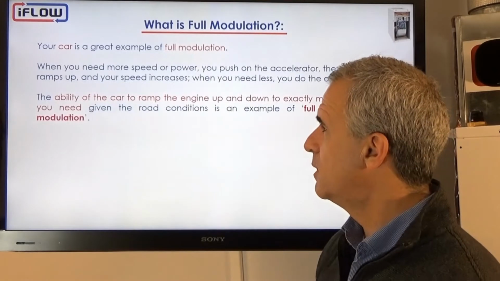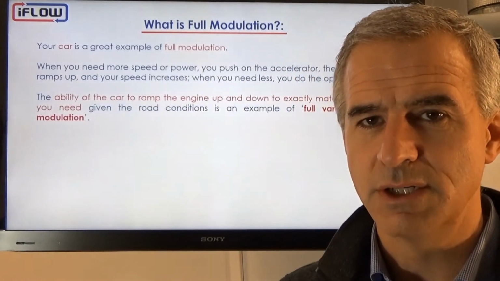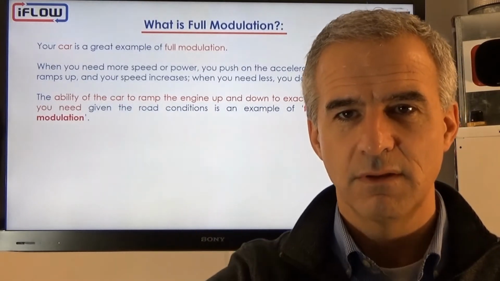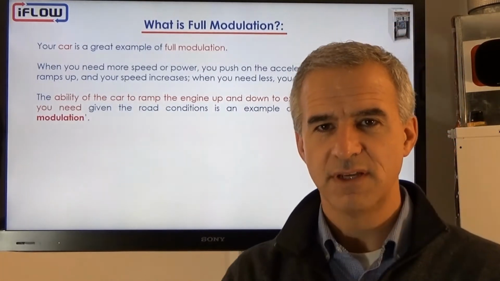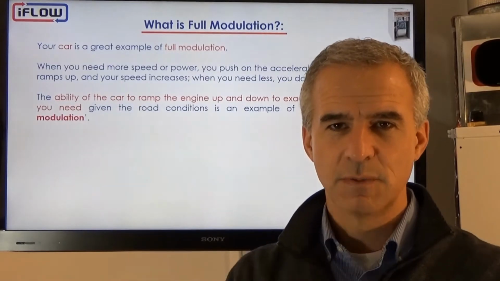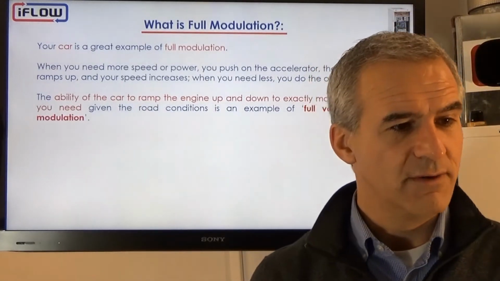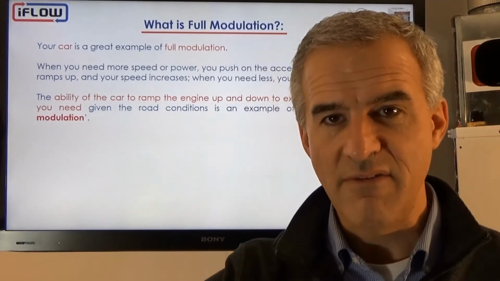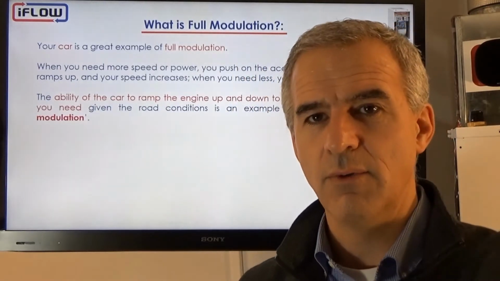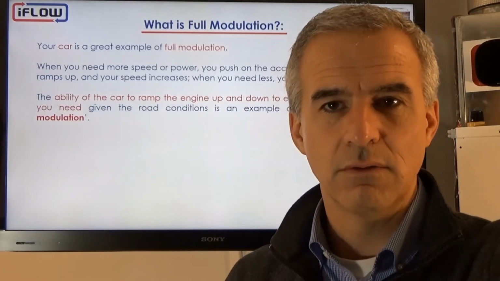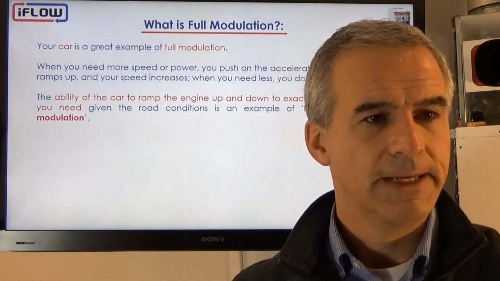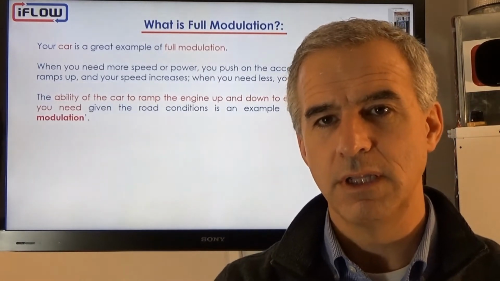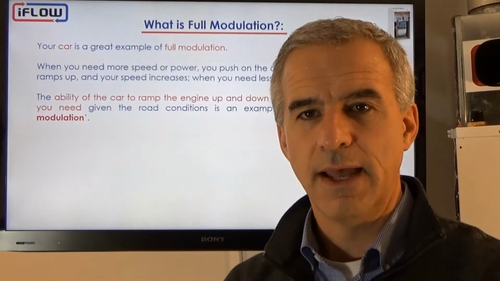So first, full modulation. Your car is a great example of full modulation. When you push on the accelerator, RPMs go up, speed increases. When you take your foot off the accelerator, RPMs go down, speed goes down. You can go from 5 miles an hour to 50 miles an hour and anywhere in between, depending on the traffic, right? If you're on the highway and you've got no traffic, you can ramp up to 50, 60 miles an hour. If you're in the city at rush hour, you're going to be bumper to bumper and you need to be able to go a little bit and off and adjust.